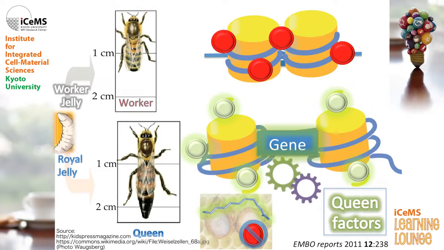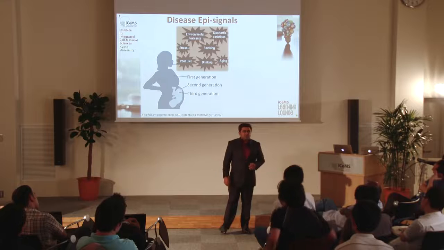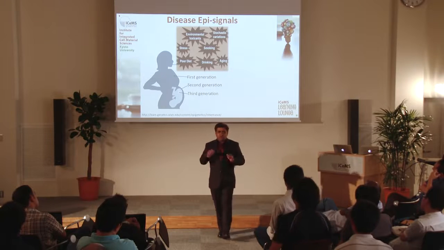This small molecule acts as a switch to silence the silencing mark, which is shown in red. When this happens, the gene gets expressed and queen factors get released to make the queen bee. So that's the answer. That's the story of the queen bee.